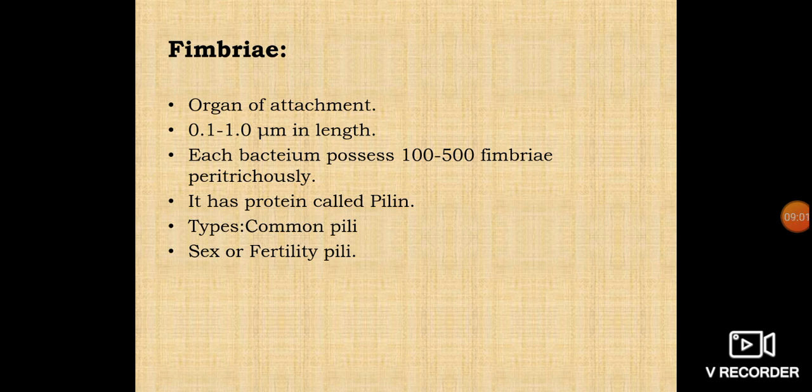It is made of a protein called pilin. There are two types of pili: common pili and sex or fertility pili. Common pili are used for attachment, and sex or fertility pili for the transmission of genetic material, especially plasmid. The bacterium that has the sex pilus is called the male, and it transfers that genetic material to another bacterium, the female bacterium, which doesn't have the pilus. By conjugation it carries the plasmid from one bacterium to another.